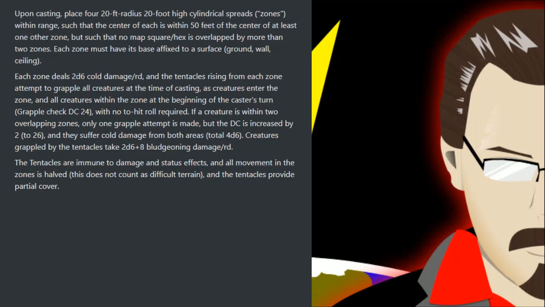Creatures grappled by the tentacles take 2d6 plus 8 bludgeoning damage per round. The tentacles are immune to damage and status effects, and all movement in the areas is halved. This does not count as difficult terrain, and the tentacles provide partial cover.